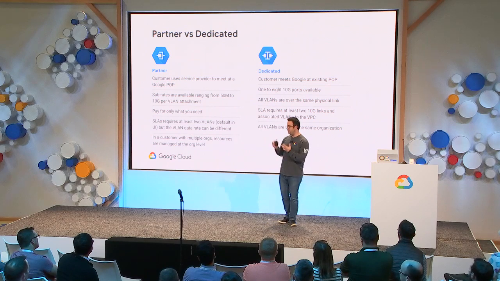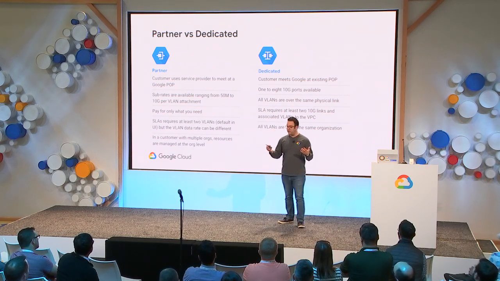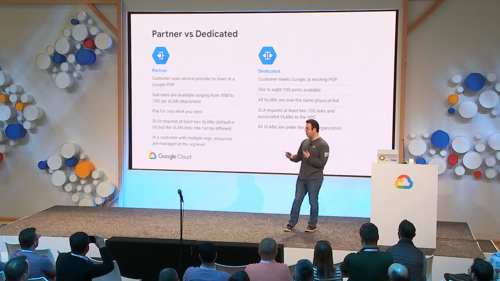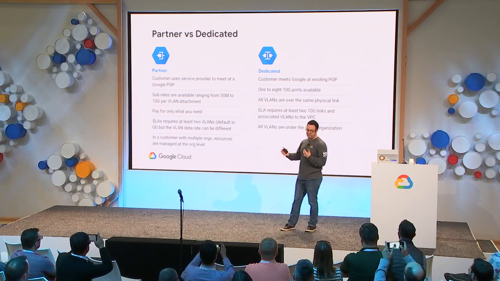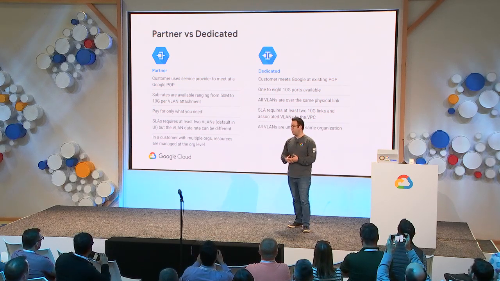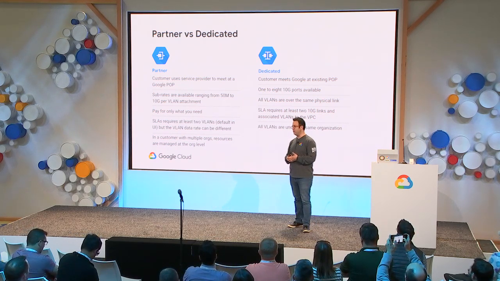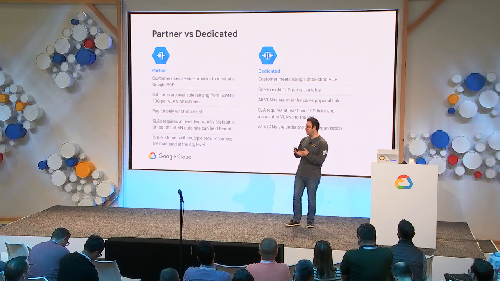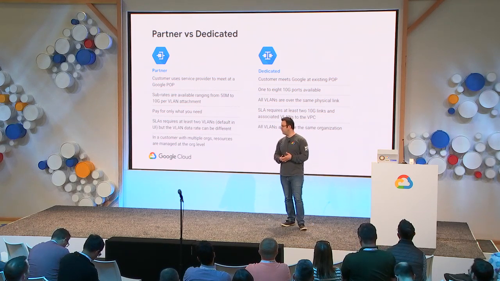So let's look at some of the distinctions between partner and dedicated interconnect. Why would you choose partner? Why would you choose dedicated? I talk to a lot of customers. Depending on their use case, it's very clear. Partner is where you're not able to have access to our points of presence. You're not physically co-located in a point of presence. You may not have a requirement of 10 gigs, right? You don't need 10 gigs, which is the minimum that we can offer with dedicated interconnect.